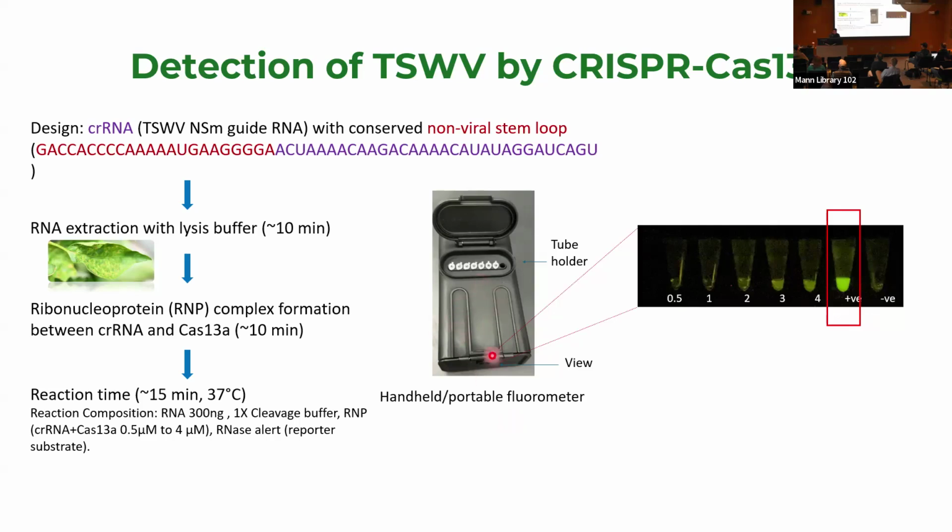So you put those tubes in the handheld fluorometer, and what you will see is this. And when you see a glow like this, that tells us that the tomato spotted wilt virus is present. Really cool, actually, if you ask me. And this is our proof of concept, right?